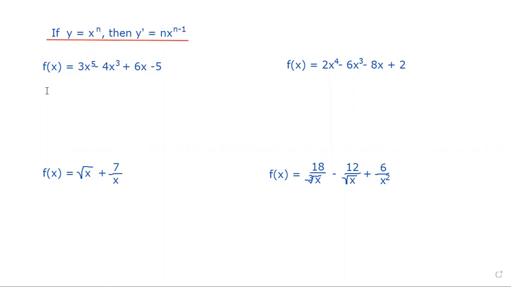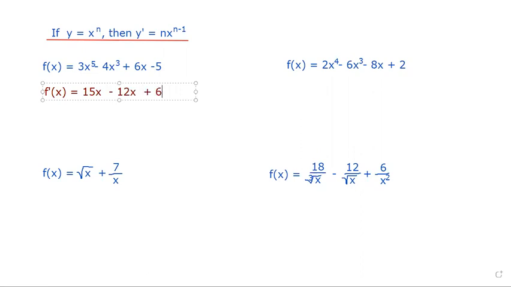Okay, so the first thing we want to do is look at this function. f of x is equal to 3x to the fifth minus 4x cubed plus 6x minus 5. All right, so the first thing we want to do is find the derivative. So the derivative here is going to be f prime of x. And remember, we need to multiply the exponent and subtract 1. So 5 times 3, that's going to be 15x to the fourth power, minus 12x squared.